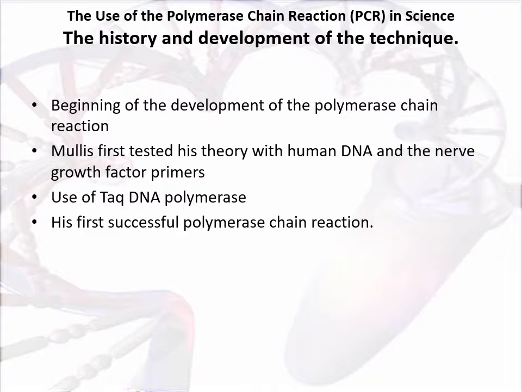Mullis first tested his theory with human DNA and the nerve growth factor primers, boiled it, followed by cooling, added about 10 units of DNA polymerase, and left it at 37 degrees Celsius. He took a 12-hour sample and found he had to heat and cool the sample whilst adding more polymerase as he went. The reason for adding more polymerase was due to the denaturation of it through heat.